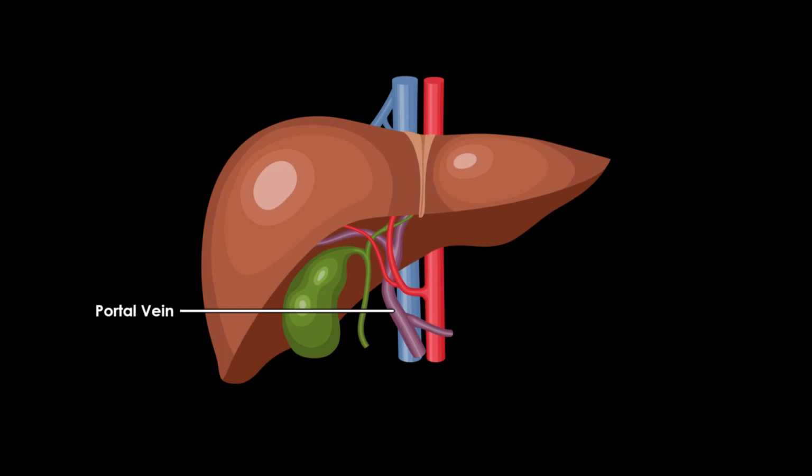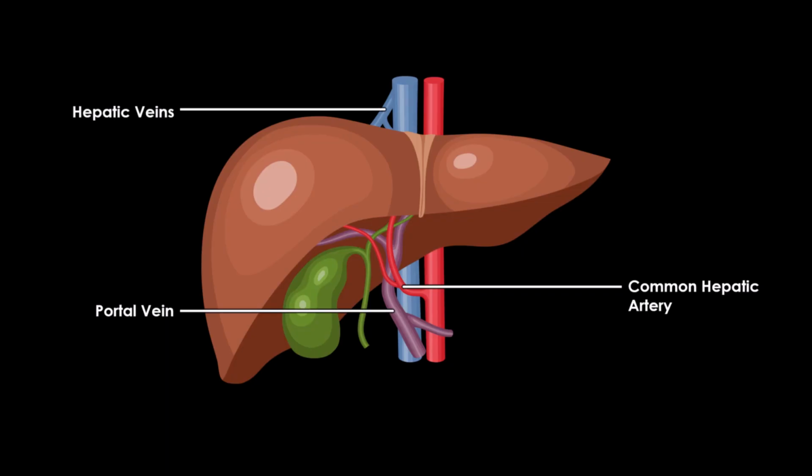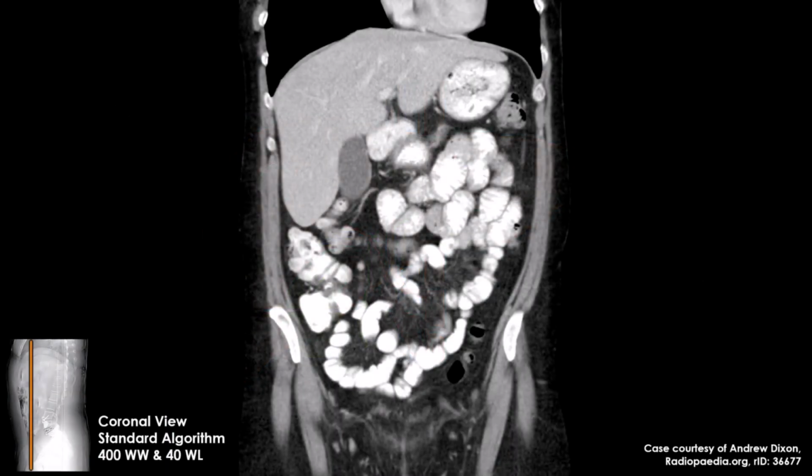The arterial blood supply to the liver originates from the common hepatic artery, one of the 3 branches of the celiac trunk. Finally, the blood drains back out of the liver and into the inferior vena cava by way of the hepatic veins. Next, we'll look at the liver and gallbladder in the coronal plane.